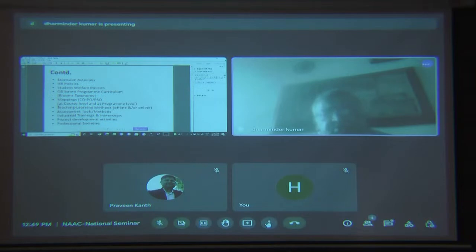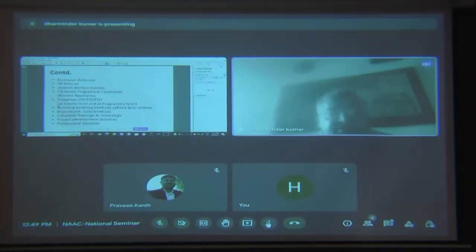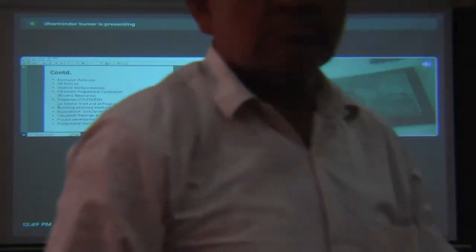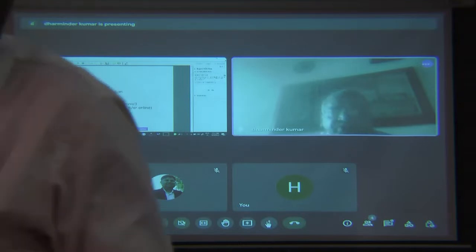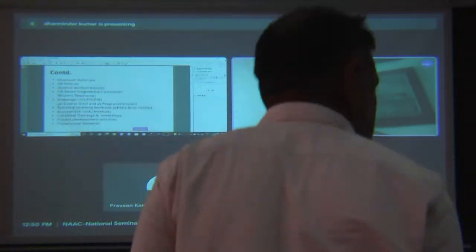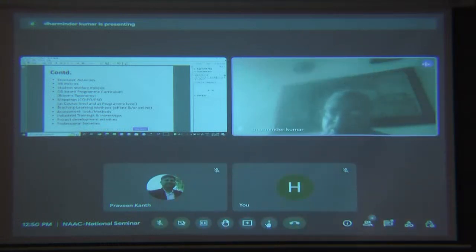Teaching learning methods, your teacher can use blended mode, like offline or online or both. Then various assessment tools or methods that can be combined together, direct or indirect. Every course curriculum must have a good reach of industrial trainings and internships. Similarly, the project development activities, and every department or discipline must have at least one professional society. These are some key points in going to understand and implement OBE. These points must be understood by the faculty, the management and the students.